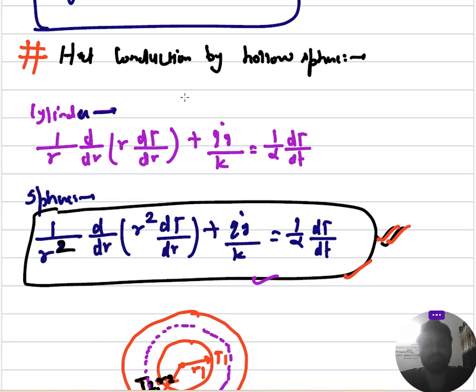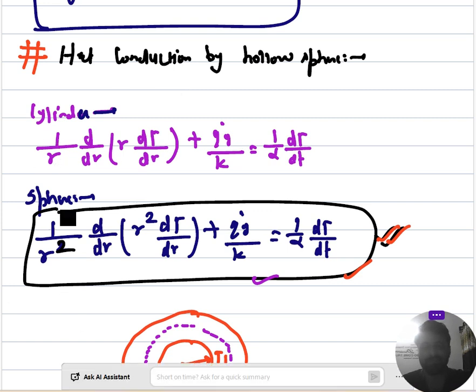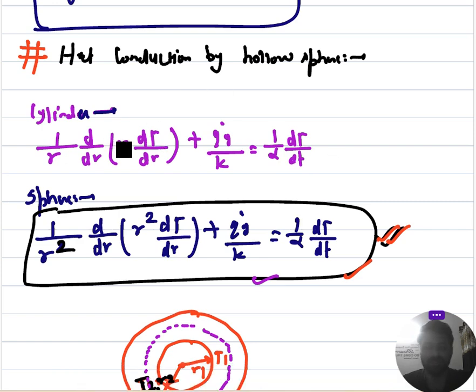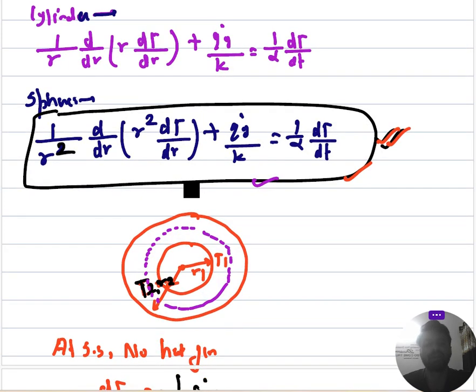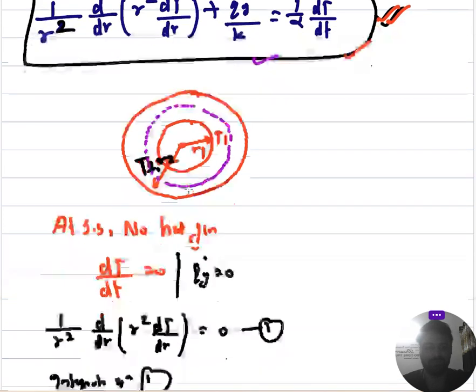But in case of a spherical coordinate, I'm not going to derive it, for derivation is not very important here, but the formula is there, that 1 by r square. So in case of here power was r, here this will be r square, and all of these things are matching with the earlier one, right? 1 by r square d by dr, r square dT by dr plus q dot G by k equals to 1 by alpha dT by dt.